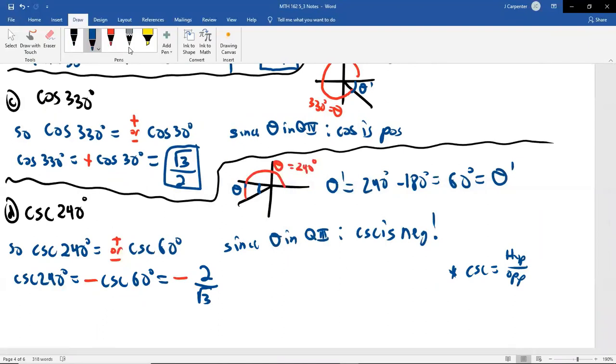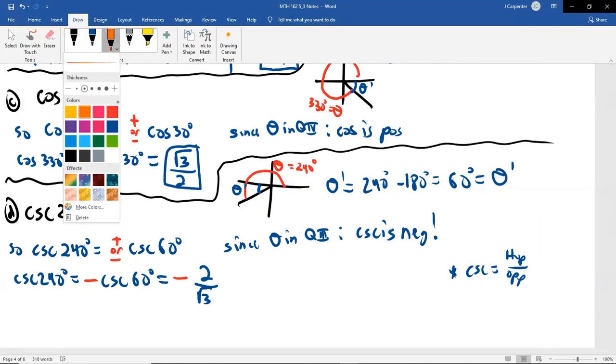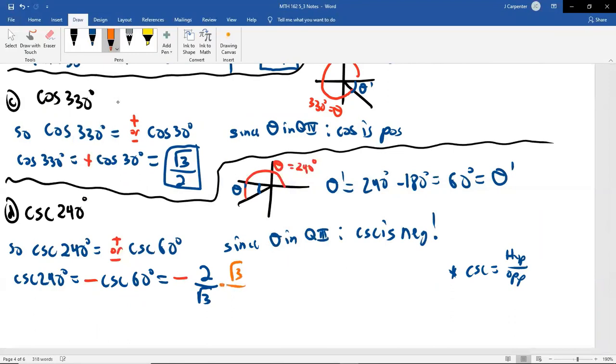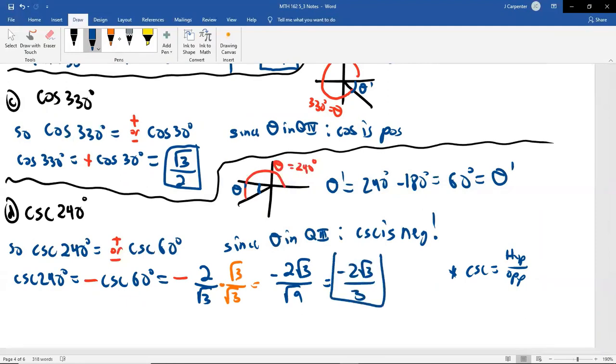But this is not okay because we have a square root in the bottom. I'm going to switch to an orange. So we multiply top and bottom by square root of 3, giving us, for a final answer, negative 2 square root of 3, not final, one more step, over the square root of 9, which is negative 2 square root of 3 over 3. That's our answer. If you miss that negative sign, this is completely wrong.